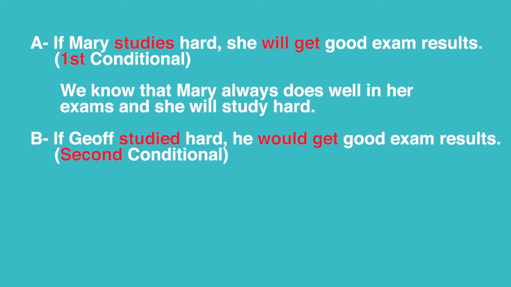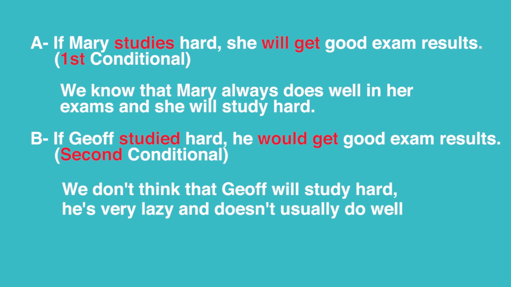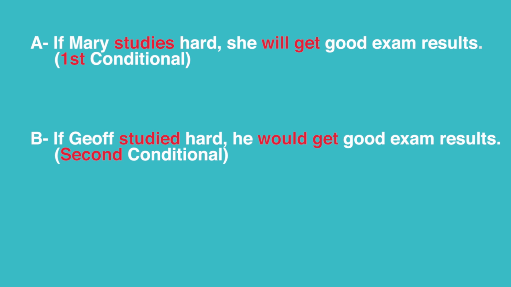B means that we don't think Jeff will study hard. He doesn't normally study hard and therefore usually gets bad marks. We think he's quite bright, but it's an unreal situation. Even though we think he can do more, we don't think he's going to suddenly change for this exam. So if he studied hard, he'd get good exam results. So we don't think he's going to study hard, and we don't think he's going to get good exam results.